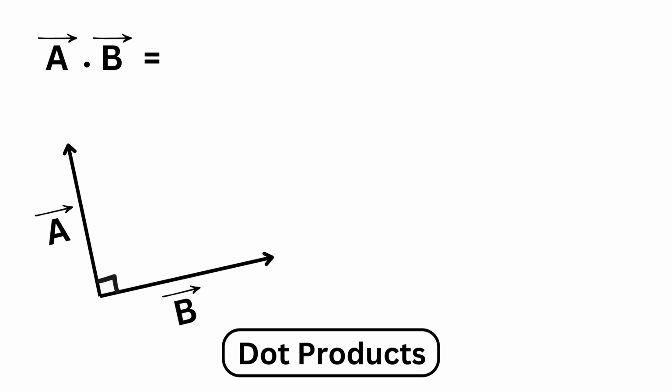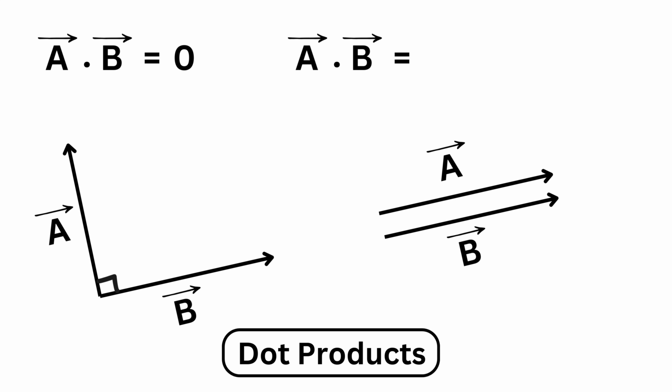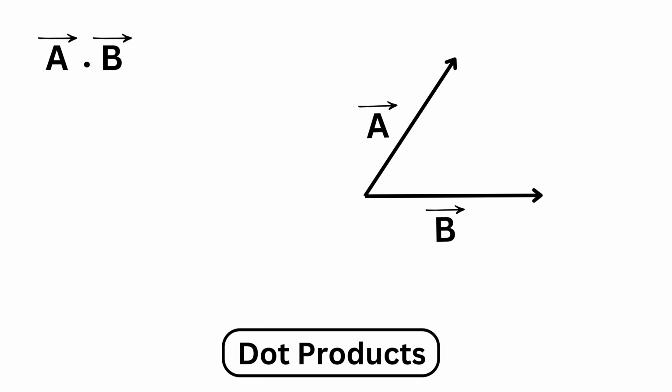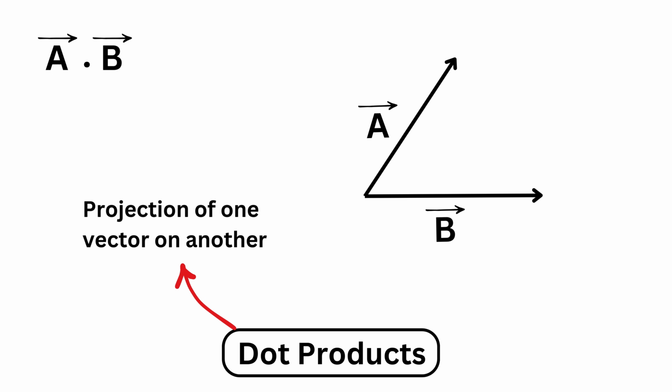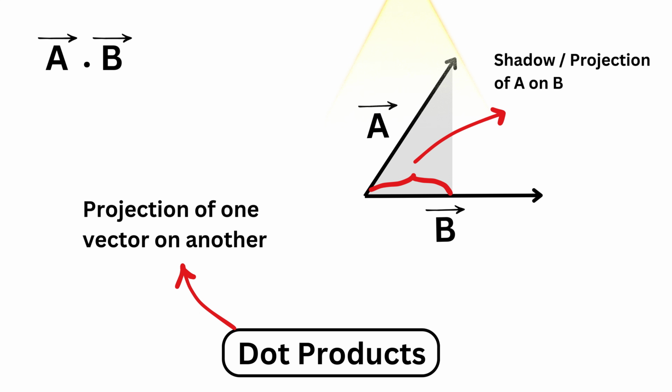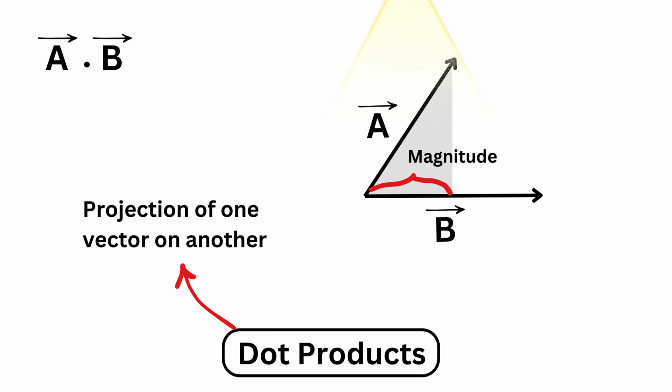Note that the dot product of perpendicular vectors is 0, and the dot product of parallel vectors is the product of their magnitudes. Now, the dot product between 2 vectors can be visualized as the projection of one vector onto the other. Imagine shining a light on one vector, casting its shadow onto the other vector. The length of this shadow represents the magnitude of the projection, which is directly related to the dot product.